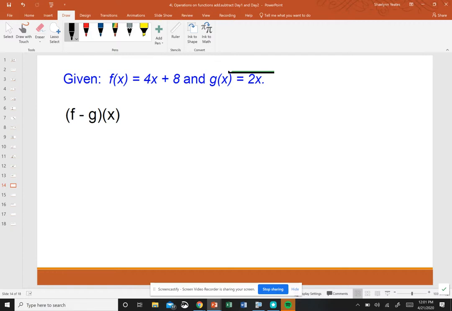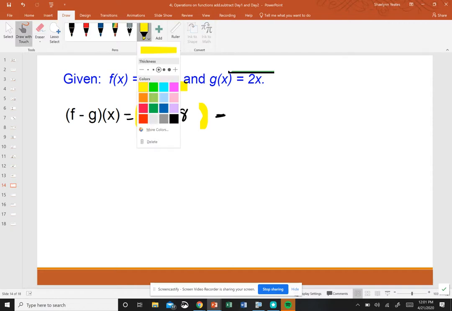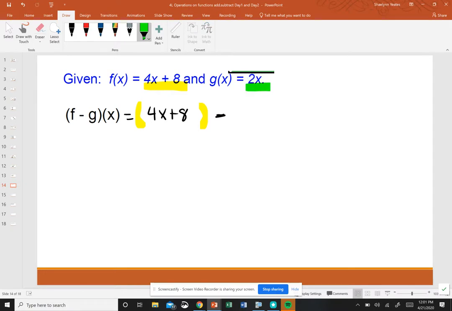All right, so this one we're going to do f minus g. So we're going to start with f. So we've got 4x plus 8. And then we're subtracting, so there's going to be a minus. And then we're going to do g. So we have 2x. Now please remember there's a negative 1 right there. Please remember to distribute it, even though it's to only one thing.